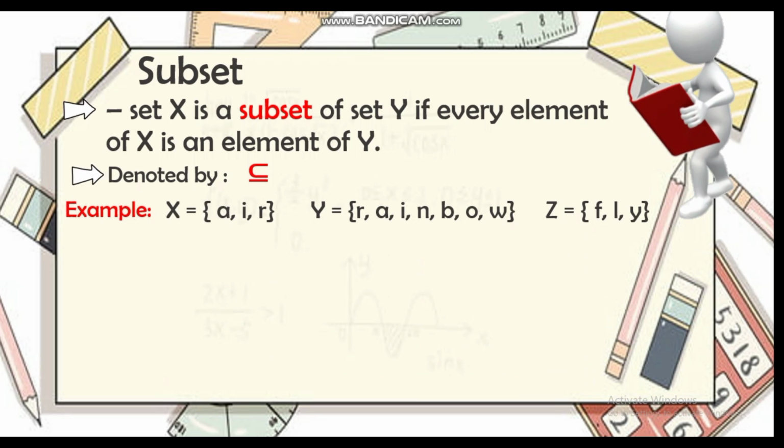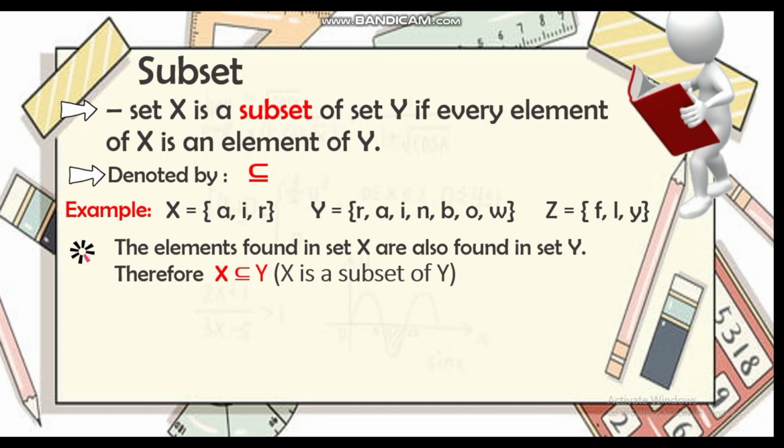Okay, we have these examples. Set X is equal to A, I, and R. Set Y is equal to R, A, I, B, O, W. And set Z is equal to F, L, Y. The elements found in set X are also found in set Y. Kung tanaw na itong maayo, A, I, R, naa siya sa X, and makita na nato siya sa mga elements sa Y. So therefore, X is a subset of Y. Ana na siya pagbasa: X is a subset of Y.